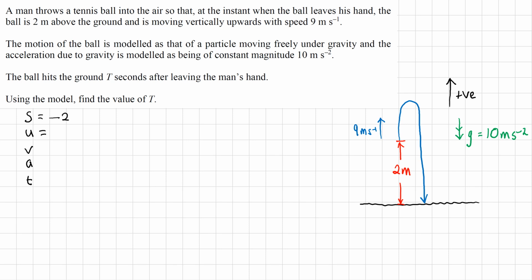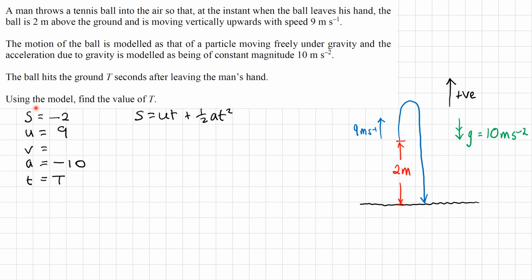U, well, that's just going to be 9. V, we don't know and we don't care about, so I'll just leave that blank. A, well, A is going down. Upwards is positive, so that's going to be -10. And T, well, that's big T. That's the thing that I need to find. So I now need to decide which SUVAT equation I'm going to use, and it's going to be S equals UT plus half AT squared, because those are the letters that have been used: S, U, A and T.